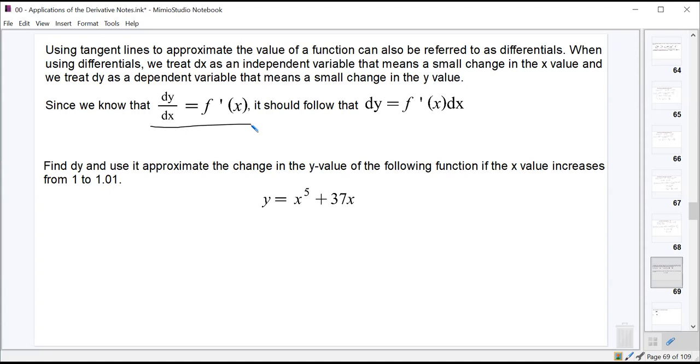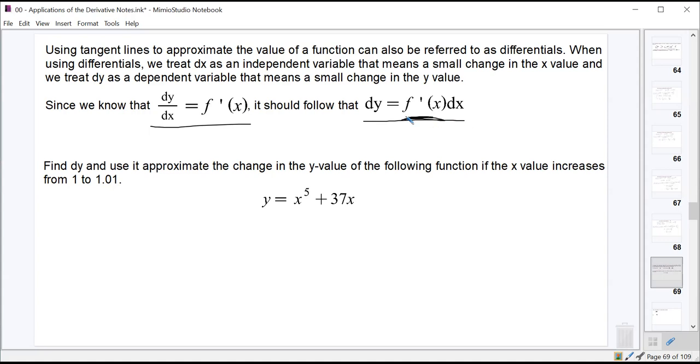So if I've now decided I can treat dy and dx as their own variables, I could just multiply dx over to the right-hand side, dy equaling f prime of x times dx, where again, dy is just a small change in the y value that's resulting from a small change in the value of x. And this is only going to be accurate on very small intervals of x, because we're not actually using the function to approximate the change. We're using its derivative, f prime of x.